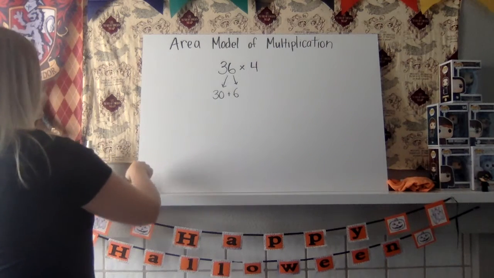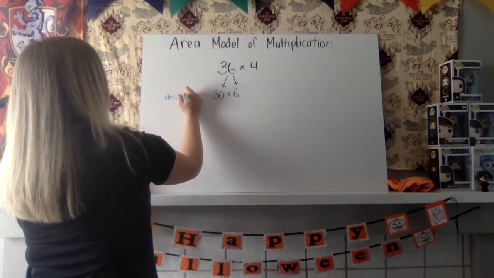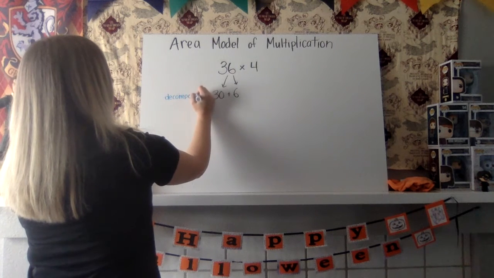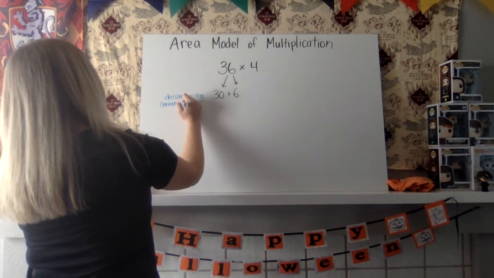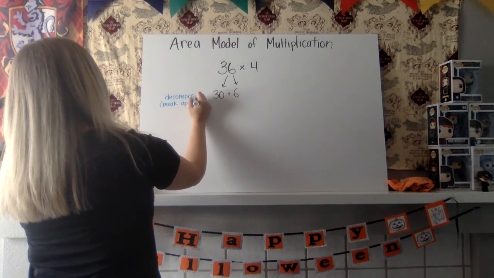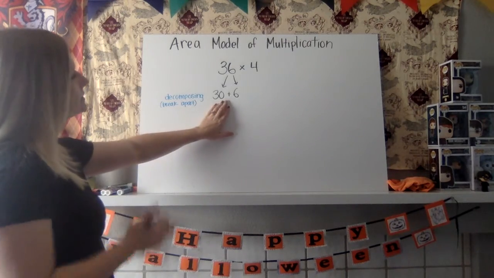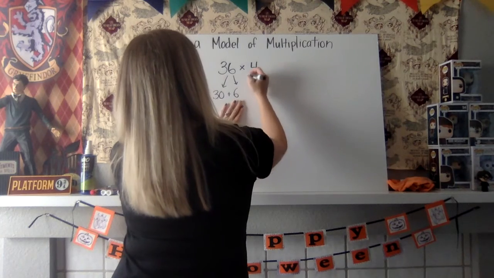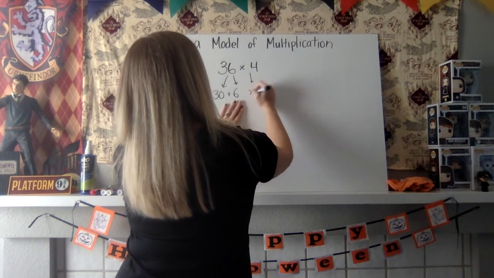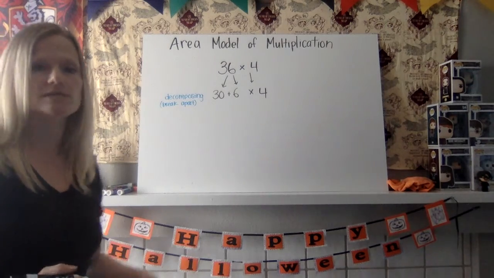And then remember, this section right here is where we're decomposing. And decomposing just means break the number apart. Okay, so 36 decomposes to 30 plus 6. And then we'll just bring down our times 4, because like I said, with a one-digit number, you do not have to decompose that number.